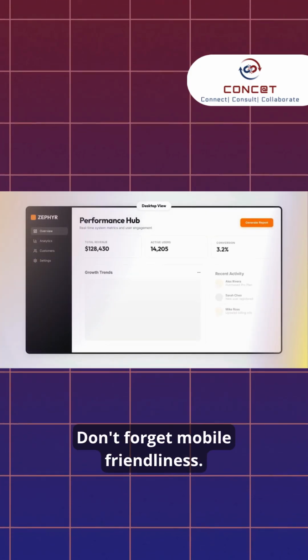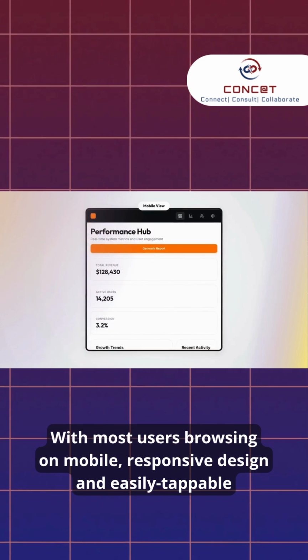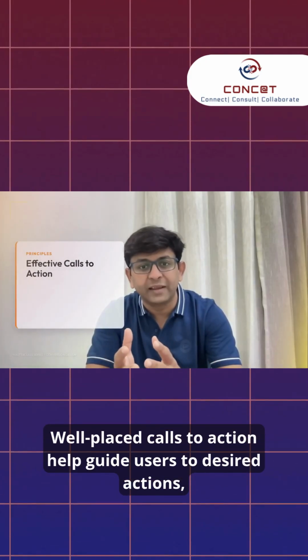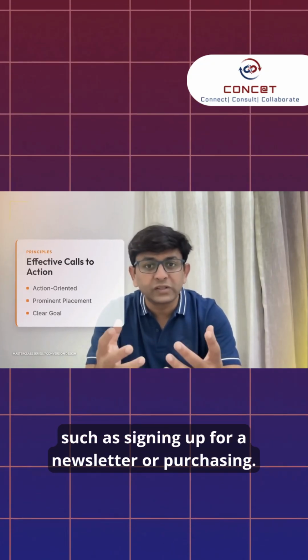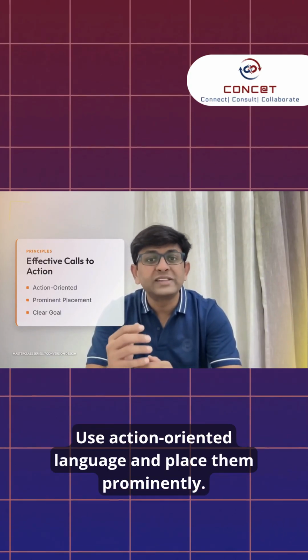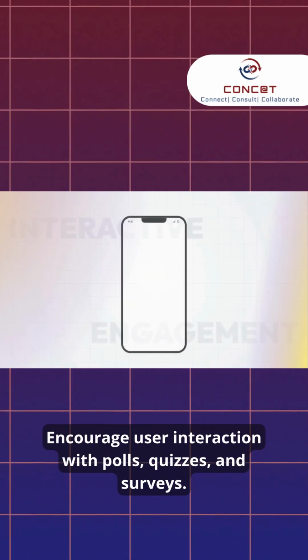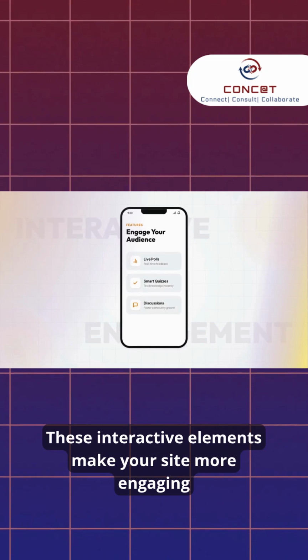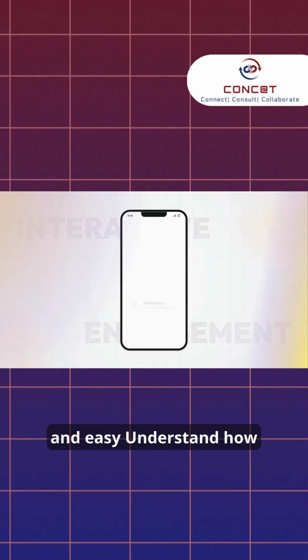Don't forget mobile friendliness. With most users browsing on mobile, responsive design and easily tappable buttons are essential for engagement. Well-placed calls to action help guide users to desired actions, such as signing up for a newsletter or purchasing. Use action-oriented language and place them prominently. Encourage user interaction with polls, quizzes, and surveys. These interactive elements make your site more engaging and memorable for every visitor who lands on your page.